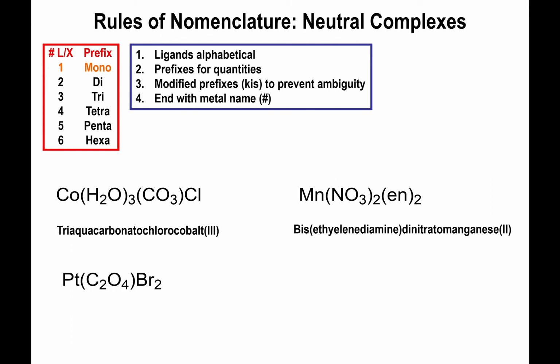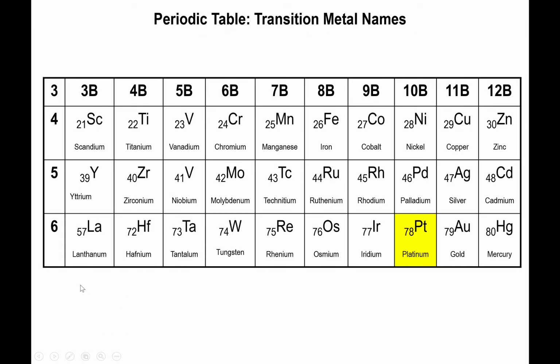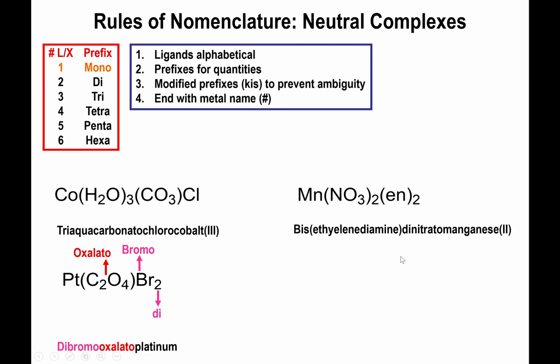Okay, let's do another one. All right, here we have the C2O4 ligand, which you should recognize as the oxalato ligand, which also bears a 2 minus charge. You also have the bromo ligand. There's two of them, so we're going to use the prefix di. Bromo comes before oxalato, so alphabetically we start with the dibromo, followed by the oxalato, and then we name the metal. And this metal has the name of platinum. All right, so we have dibromo oxalato platinum.